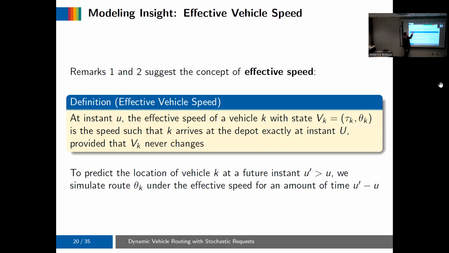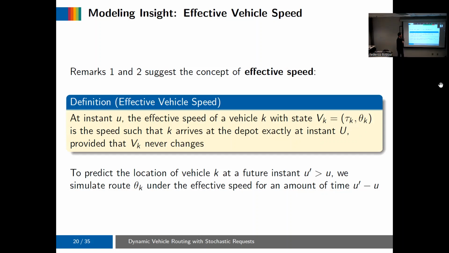Those two remarks suggest the concept of effective speed. The idea is to predict the location of the vehicle in the future. You are at a given instant in your dynamic system, and you want to predict the location of this vehicle, say 1 hour or 2 hours ahead. The concept of effective vehicle speed is helpful for that. We define the effective speed as the speed of the vehicle such that if the route of this vehicle doesn't change anymore until the end of the service period, then the vehicle arrives at the depot exactly at the end of the service period.